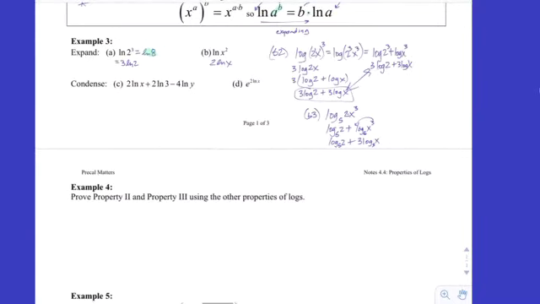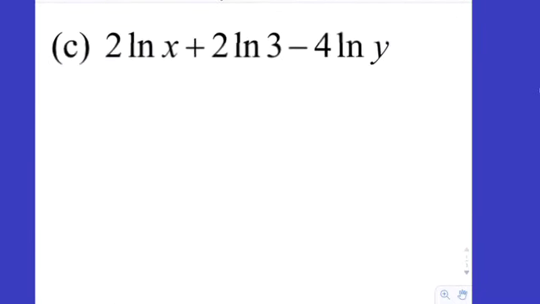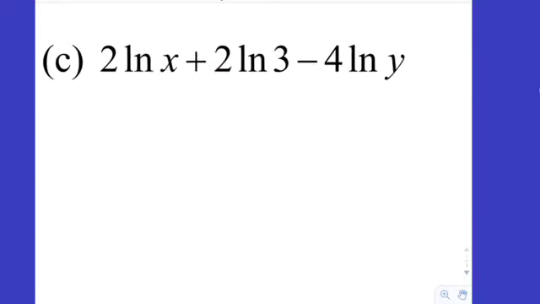Okay, so now we'll go to part C, condense. 2 natural log of x plus 2 natural log of 3 minus 4 natural log of y. This one is completely expanded. We want to condense it down to a single natural log. So first thing you want to notice is that there's 3 terms. With 3 terms, there'll be how many factors? 3. You'll always have the same number of factors as you have terms.